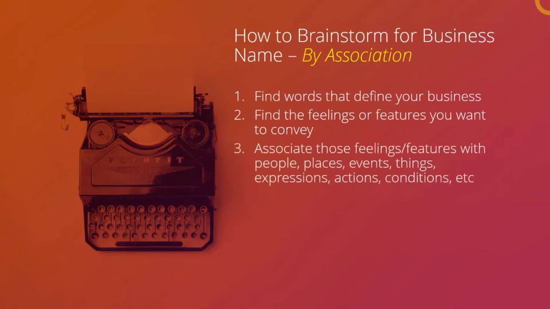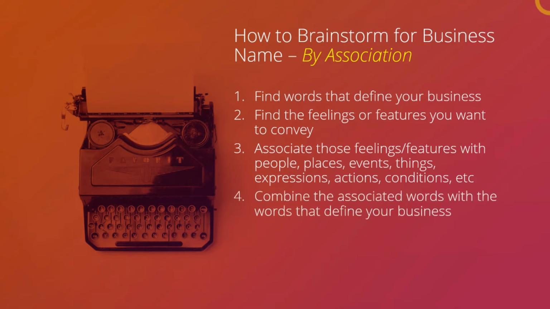Then you find the feelings or features you want to convey to your customers. Then you look at associating those feelings or features with things like people, places, events, objects, expressions, actions, conditions, etc. Now, once you have associated those feelings, you combine the associated words with the words that define your business and try to be obvious and not obvious in the same way.